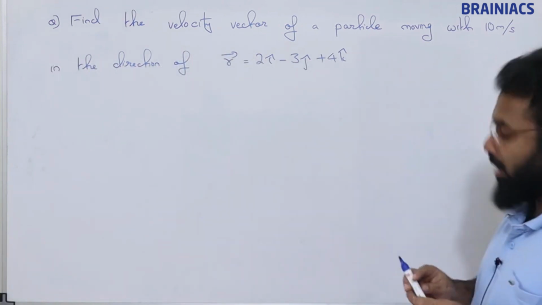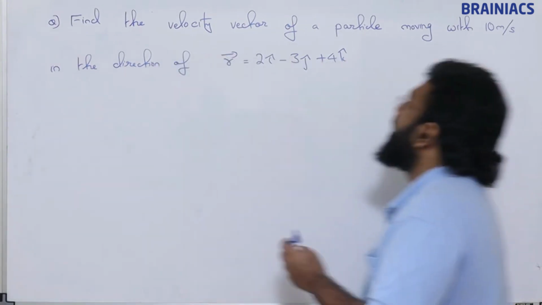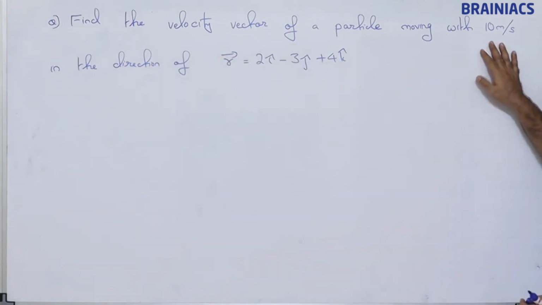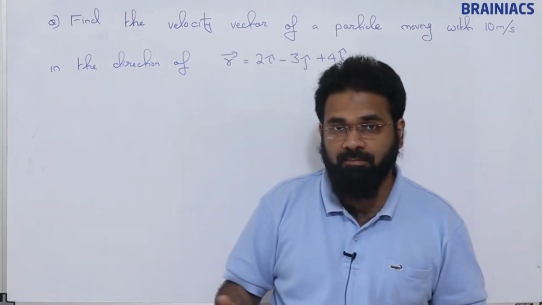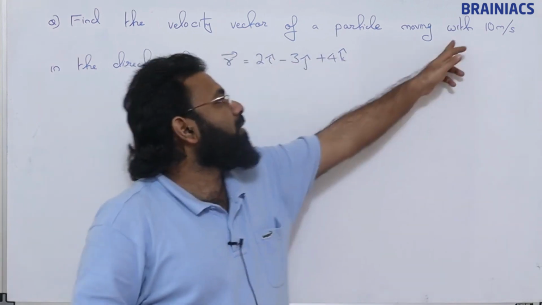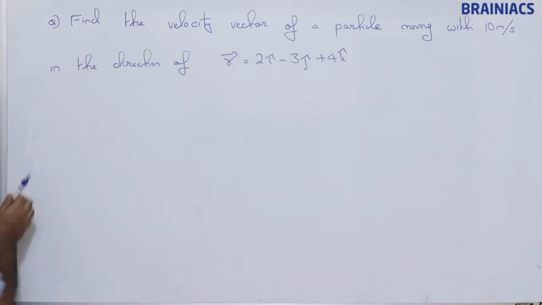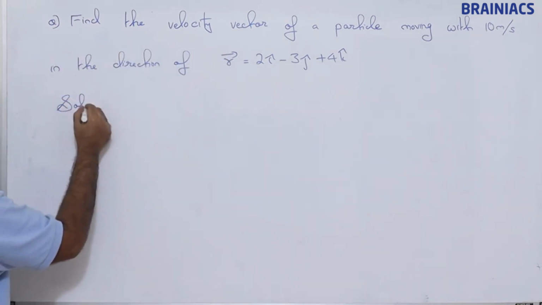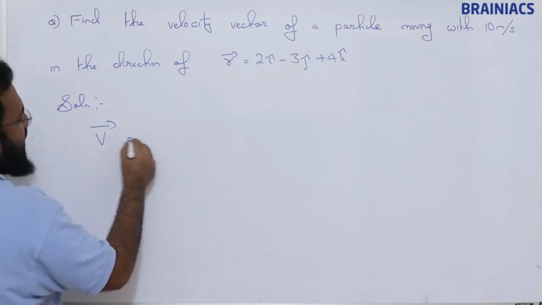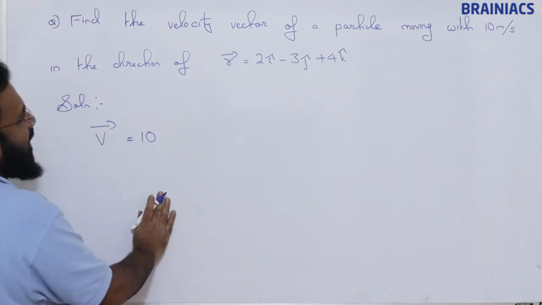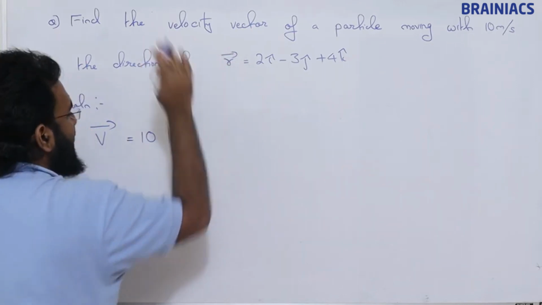Find the velocity vector of a particle moving with 10 meter per second in the direction of R. So find the velocity vector. Moving with the velocity, how much? 10 meter per second. In which direction? In this direction. So we need the velocity vector, and its magnitude is given as 10 meter per second. In which direction? In this direction. What is its direction? Its unit vector.